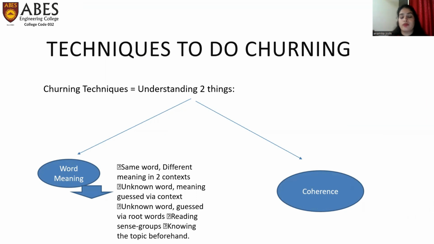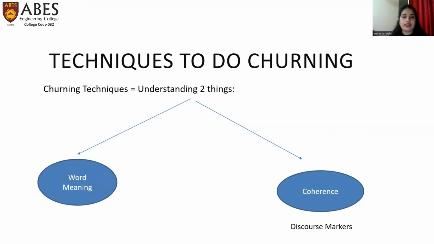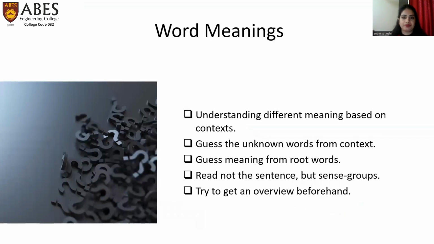And knowing the topic beforehand all helps you understand the words and the line by line meaning of a particular paragraph or passage. Coherence means using discourse markers. We will cover this in the next slide: what discourse markers are and how you use them coherently to understand this technique of churning.